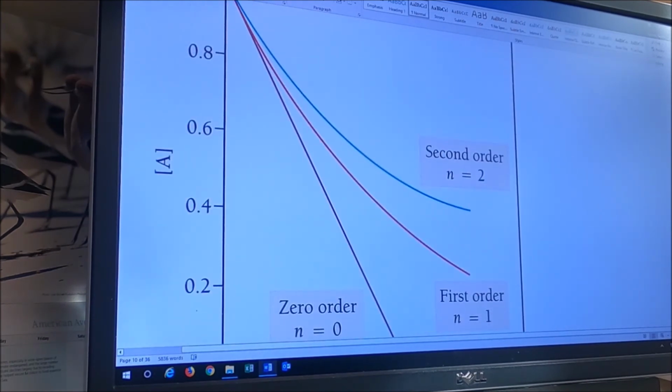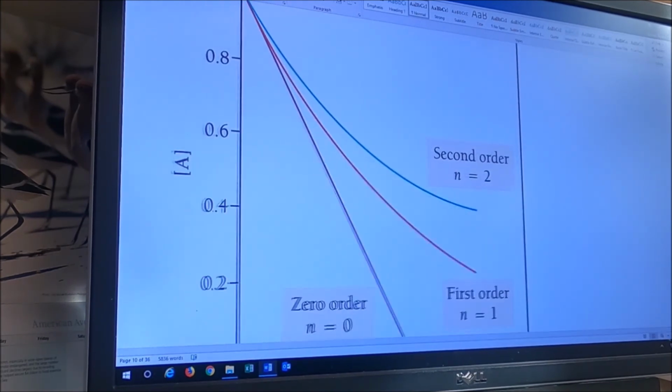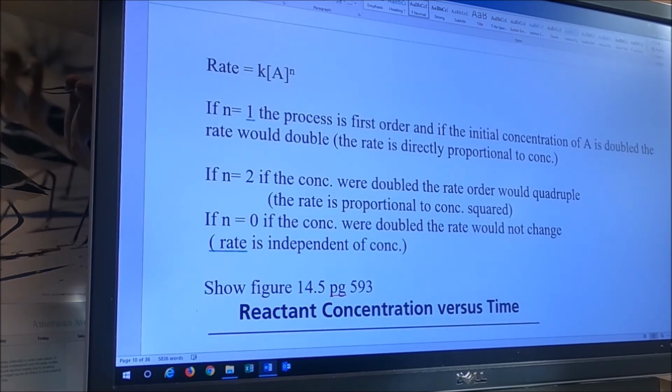So here's a pretty little graph from the text. Okay, let me get the graph.